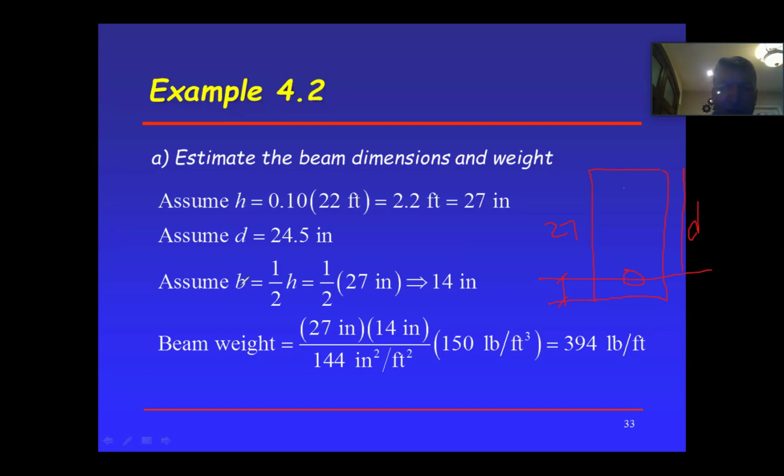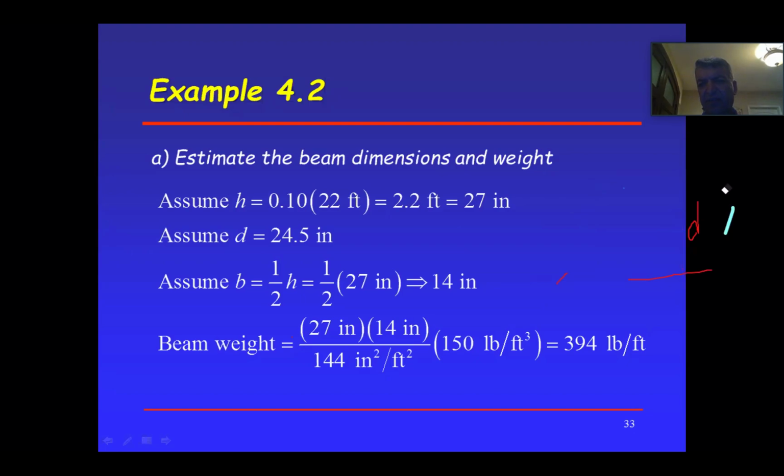Now, also assume, look at all these assumptions, guys. Assume B equal half H. And that's what we did in the project. We calculated H from the table, and I told you, assume B equal half H. Remember that? So if H is 27, half of H is 13.5, you round up to 14. All right? Any questions so far? All right.